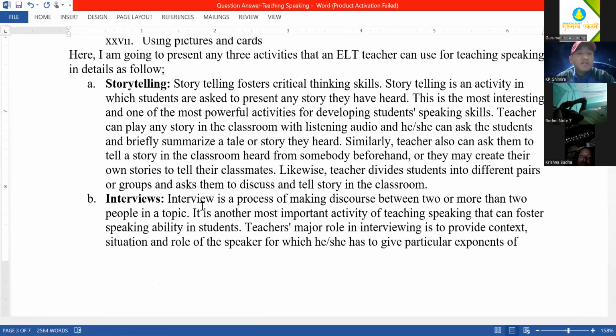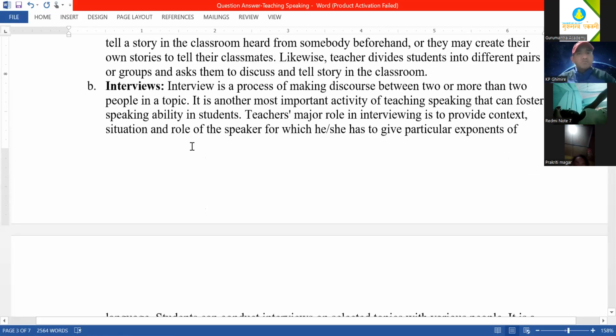The teacher can play any story in the classroom. First the teacher can play it with a listening audio, or ask the students to briefly summarize the story they have heard. Similarly, the teacher can ask students to tell a story they have heard from somebody beforehand at home, or recently heard about. Or they may create their own stories to tell the class. Likewise, the teacher divides students into pairs or groups and asks them to discuss and tell the story in the classroom. This is one way the teacher can do it.